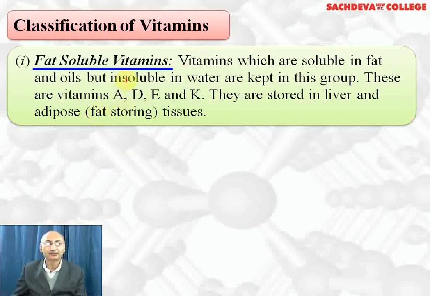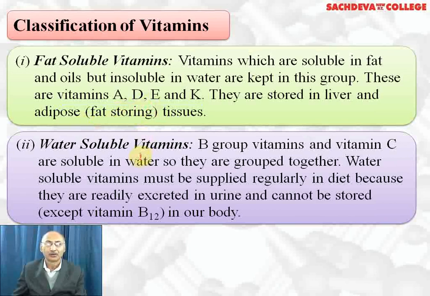One is fat-soluble vitamins. They are soluble in fats and oils but insoluble in water. For example, vitamin A, D, E, K. They are stored in liver and adipose, that is fat storing tissues. Water-soluble vitamins: the B group of vitamins and vitamin C are soluble in water. They are grouped together. Out of them, vitamin C is water-soluble and an antioxidant.